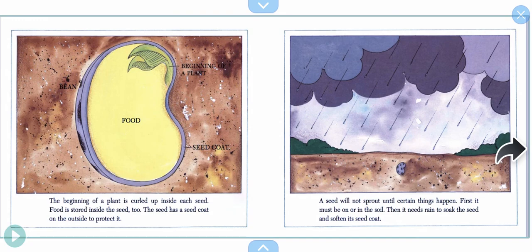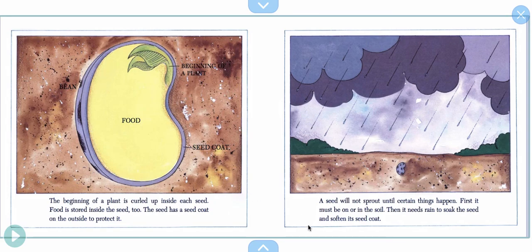The beginning of a plant is curled up inside of each seed. Food is stored inside the seed too. The seed has a seed coat on the outside to protect it. So here's where the food is, and then this is the beginning of the plant, all curled up inside the seed, and then this outer purple layer is the seed coat.